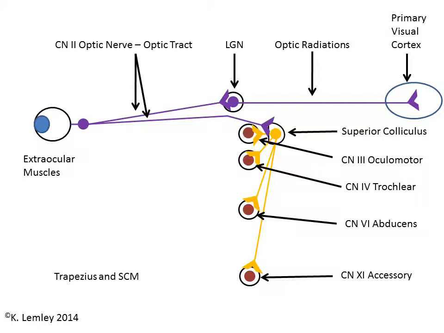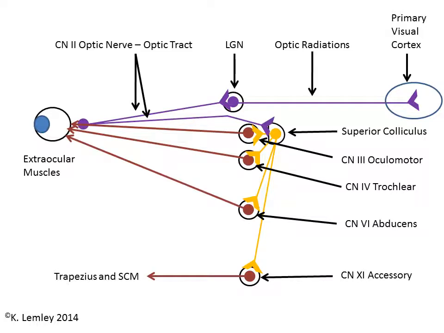Information then going to the superior colliculus has output from the superior colliculus then to these different nuclei in order to control activation of the muscles of the eye as well as the neck. So our cranial nerves 3, 4, and 6 send outputs to the extraocular muscles, while cranial nerve 11 sends output to the trapezius and sternocleidomastoid. This helps us in coordinating head and eye movements.